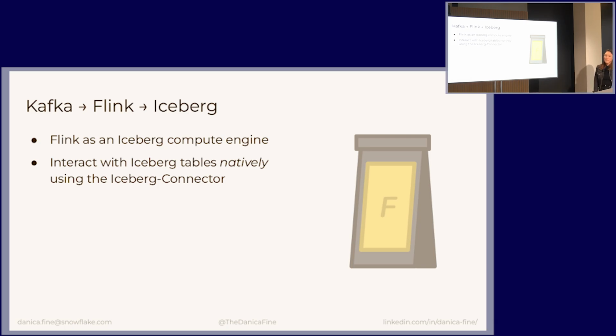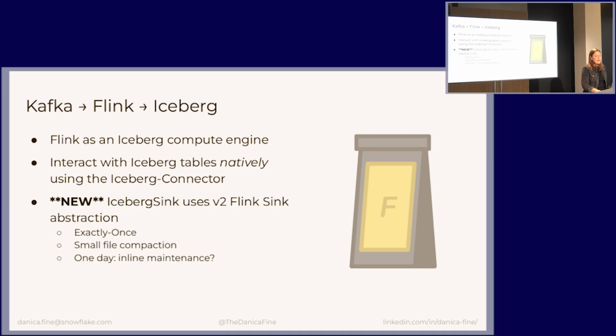All right, Flink. The obvious win again here is that it's a supported compute engine from the Iceberg project. This means you're going to be interacting with your Iceberg tables natively using the available Iceberg connector. When you think about your Kafka to Flink to Iceberg pipeline, you're going to write a Flink job with a Kafka source. You can conduct any transformations in there in real time, which is great. That's a benefit of having Flink in there. And then we have the Iceberg sink to write that to our Iceberg tables.